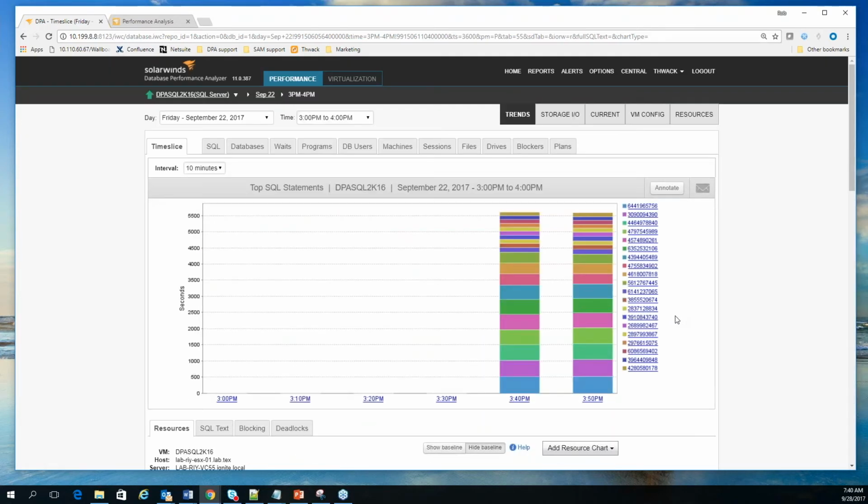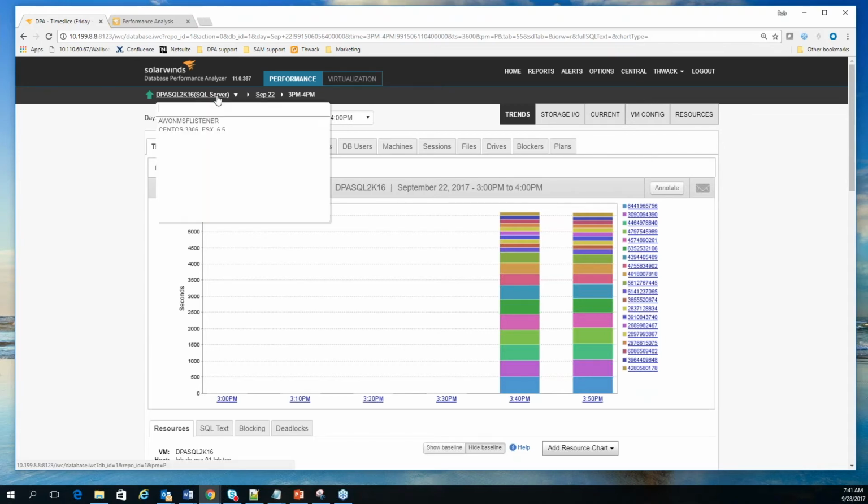Okay. I think we've been able to answer the question that George asked us regarding why something is slow. What's going to be next? So there's a couple other features that I wanted to dive into here within DPA. And one of them is being proactive.